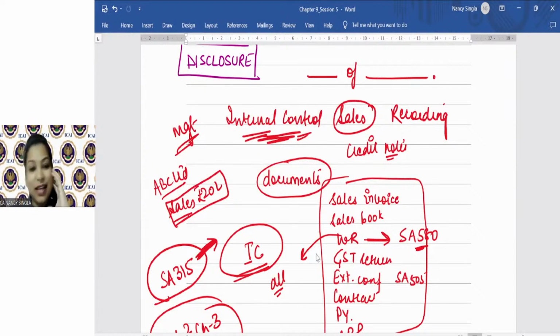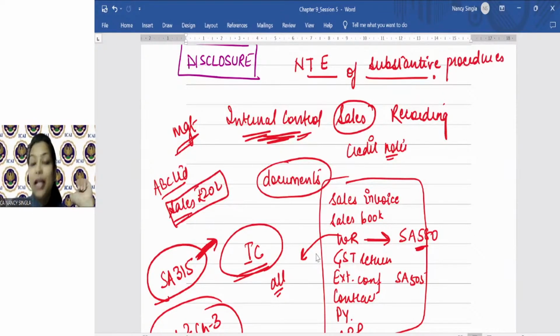Yes, Alok has answered it very quickly and absolutely correct. The nature, timing, extent of substantive procedures. है ना? एक बारी, when you are sure about the internal controls that have been implemented by the management, then only the auditor will be able to decide the nature, the timing, and extent of his substantive procedures.